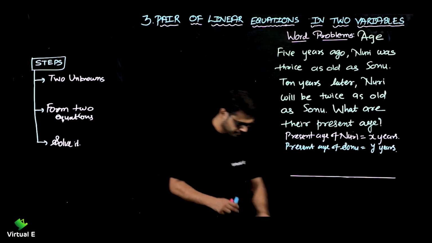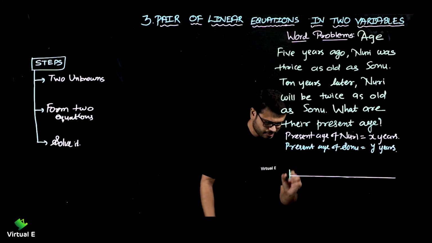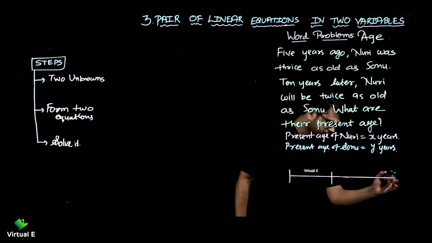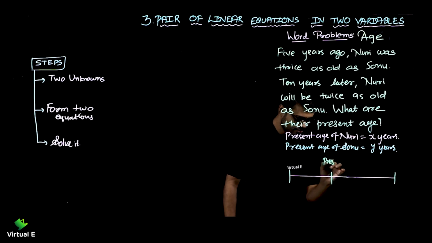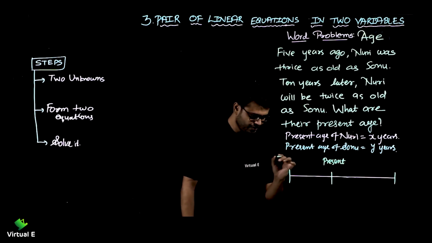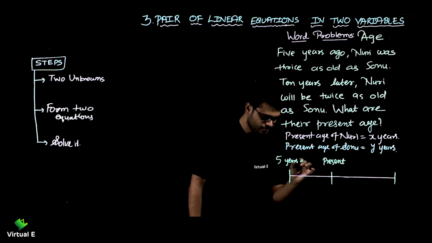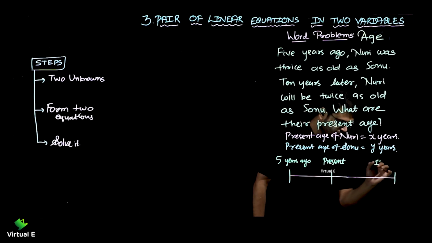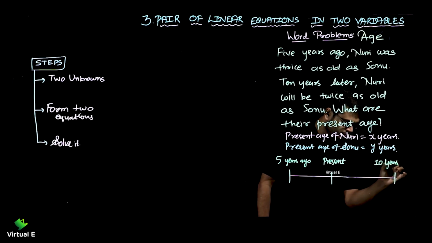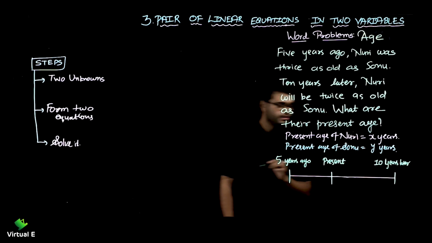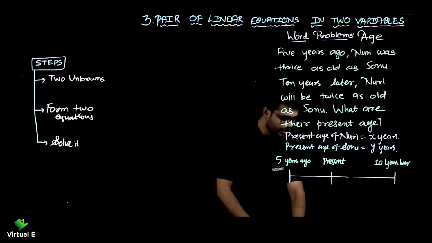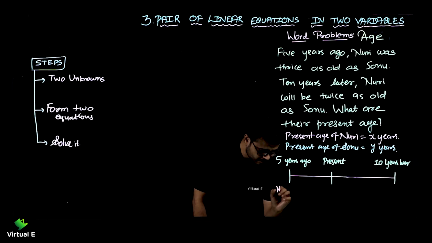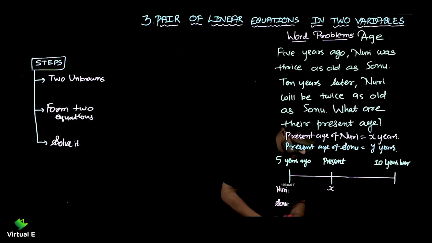So let's do it. Let's indicate. This is the present age, this is where we are now. Present, 5 years ago, and this is 10 years later. Right? And we want to find the ages of Nuri and Sonu. So let me write Nuri and Sonu. Right now their present ages are what? X, and here it is Y.